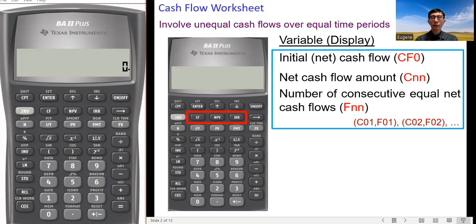Even though the net cash flow amount equals 0 for a certain period, do not skip the entering. We need to enter every net cash flow amount for every period. And if the net cash flow corresponds to a cash outflow, we enter this with a negative number. If the net cash flow corresponds to a cash inflow, we enter it as a positive number.